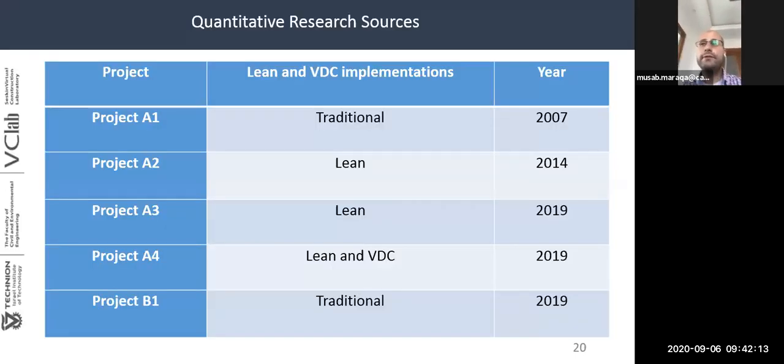The quantitative research sources here are 5 projects, 2 of them already studied. One in 2007, a traditional project before the company started their Lean and BIM implementations. The second one was studied in 2014 and it's a Lean project. Now in 2019, we studied 3 projects: A3, A4 and P1. Project A3 is a Lean project. Project A4 has a combination of Lean and VDC, and project P1, which is related to the traditional company, is called P1.